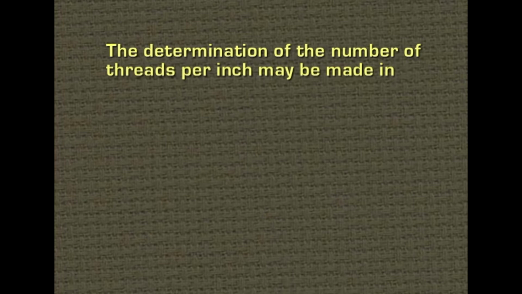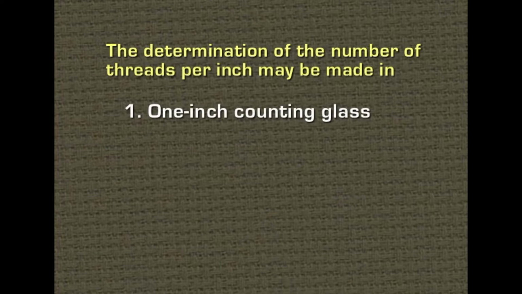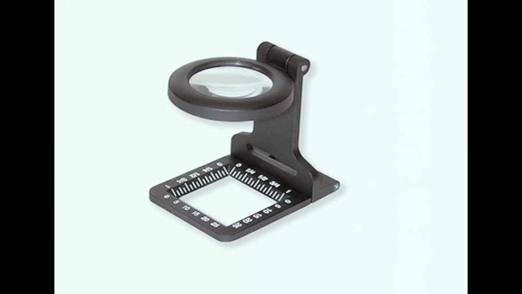The determination of the number of threads per inch may be made in several ways. One is the use of a 1 inch counting glass. This is the most commonly used method. The counting glass is placed on the fabric, and the number of threads per inch are counted through this simple microscope. The threads per inch are counted at different places, and the mean value is calculated.